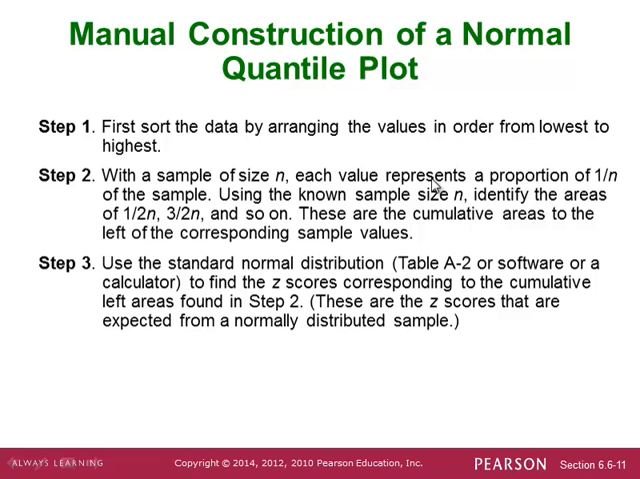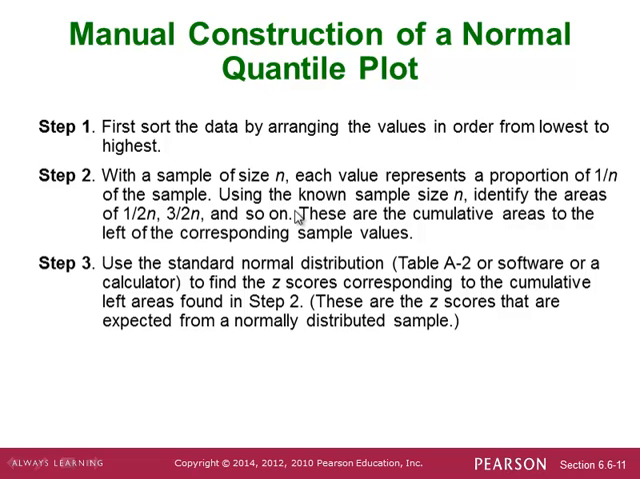Using the known sample of size n, identify the areas of 1 over 2n, 3 over 2n, and so forth. So for example, if the sample is of size 100, then you would be identifying areas of 1 over 200, 3 over 200, 5 over 200, 7 over 200, and so on. And these are the cumulative areas to the left of the corresponding sample values. And you do the division.